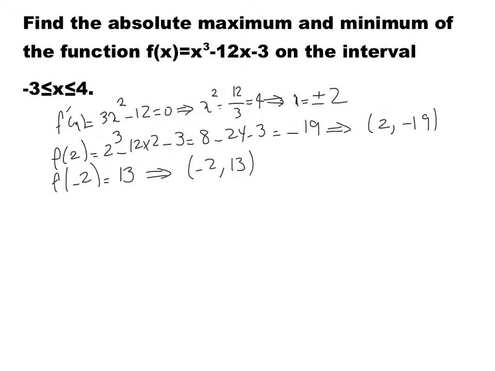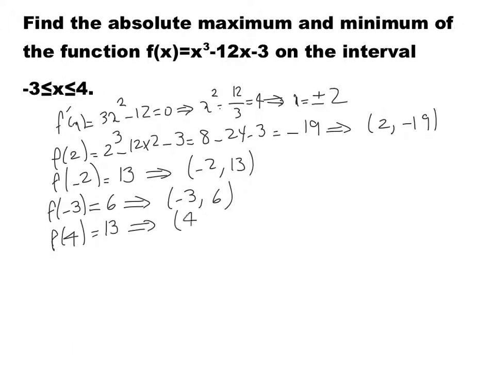Then we have to find the value of the function at the endpoints. So f of negative 3 becomes 6. So this point is negative 3 and 6. And f of 4 becomes 13. So we say 4 and 13 is another point.